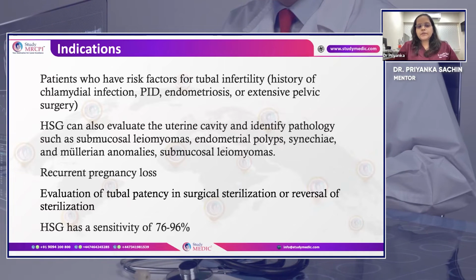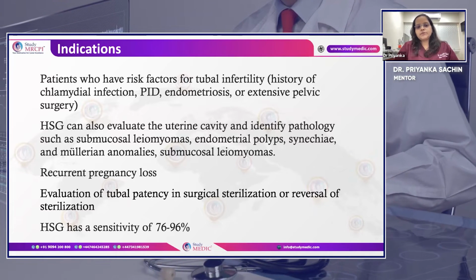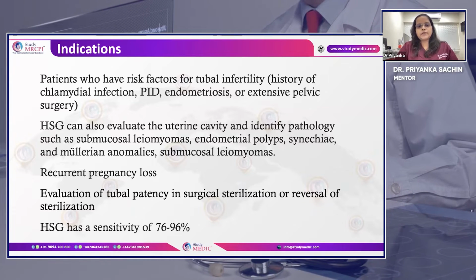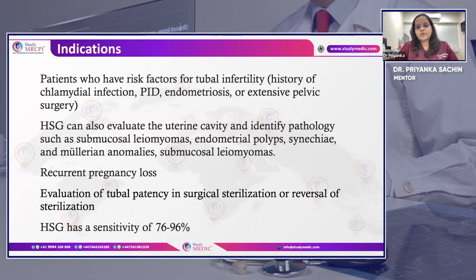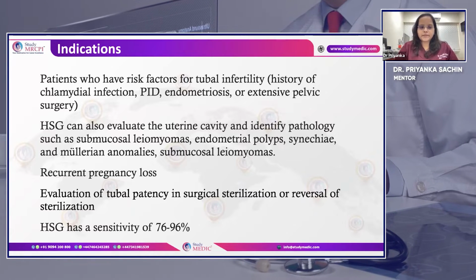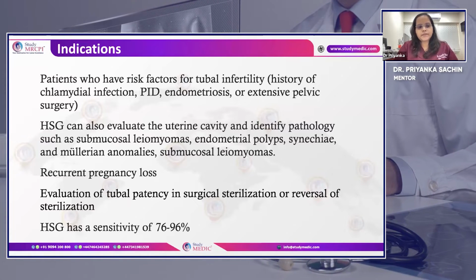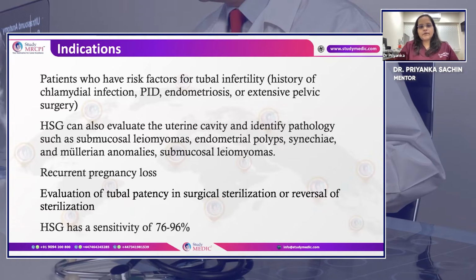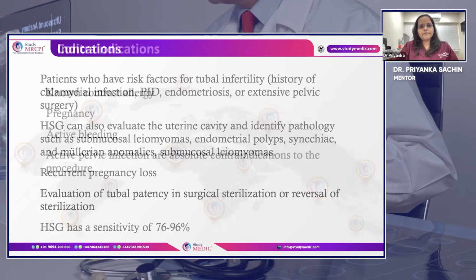It is rarely performed, but it is also done to check, if a patient has undergone sterilization, either tubal patency or reversal of sterilization. It was used for that before, but it is rarely used nowadays. HSG has a sensitivity of 76 to 96%.